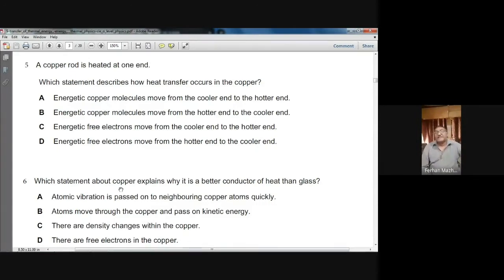So look at the choices. Energetic copper molecules move from the cooler end to the hotter end. No, that's totally wrong. Energetic copper molecules move from the hotter end to the cooler end. That is also wrong. Energetic free electrons move from the cooler end to the hotter end. They do not go from the cooler end to the hotter end. Free electrons move from the hotter end to the cooler end. So option D, energetic free electrons move from the hotter end to the cooler end, is the right choice. Question number 5, D is the right choice.